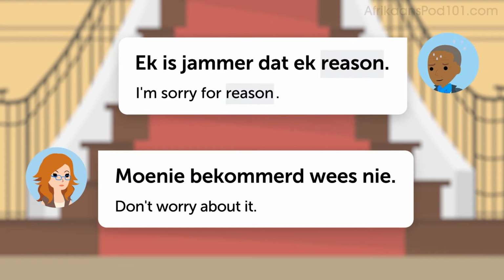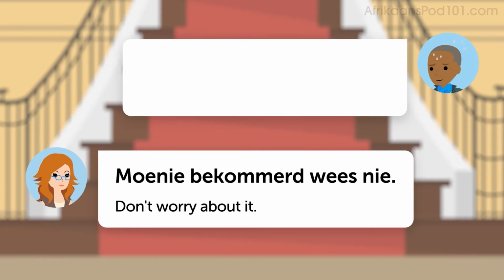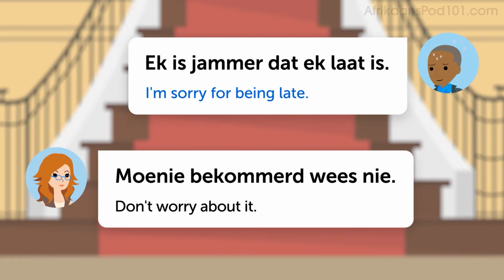First of all, you'll need to learn how to say, I'm sorry for reason. The pattern is Ek is jammer dat ek, reason. For example, I'm sorry for being late. Ek is jammer dat ek laat is. Now, how do you respond that it's okay? Moenie bekommerd wees nie. Listen to it again.